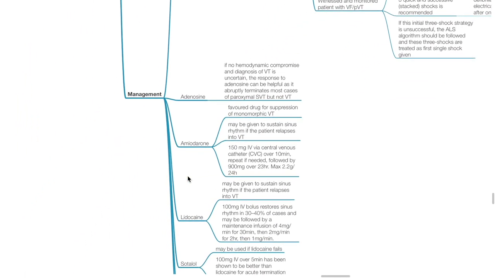Adenosine: if there is no hemodynamic compromise and the diagnosis of VT is uncertain, the response to adenosine can be helpful as it abruptly terminates most cases of paroxysmal SVT but not VT. Amiodarone is the favored drug for suppression of monomorphic VT. Amiodarone may be given to sustain sinus rhythm if the patient relapses into VT. The dose is 150 mg IV via a central venous catheter over 10 minutes, repeated if needed, followed by 900 mg over 23 hours, maximum 2.2 grams over 24 hours.